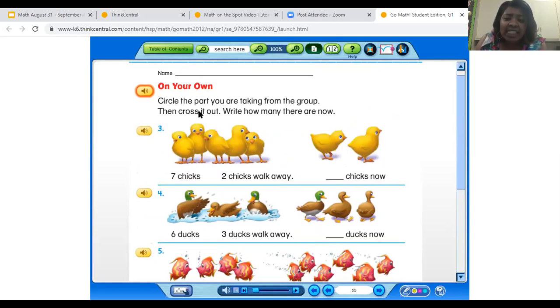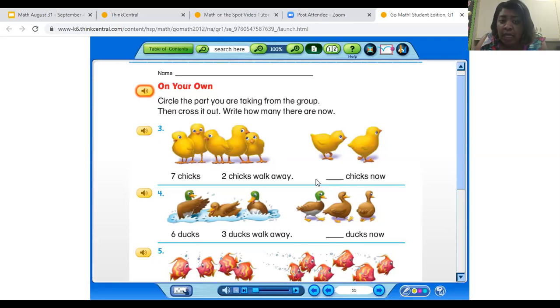There are a total of 7 ducks. I see 7 ducks right here. 1, 2, 3, 4, 5, 6, 7. But these 2 ducks, they are walking away. These chicks are walking away. All right, so we're going to cross those 2 chicks out. How many chicks are there now? Well, let's see. 1, 2, 3, 4, 5. So my number 5 is going to go right here.